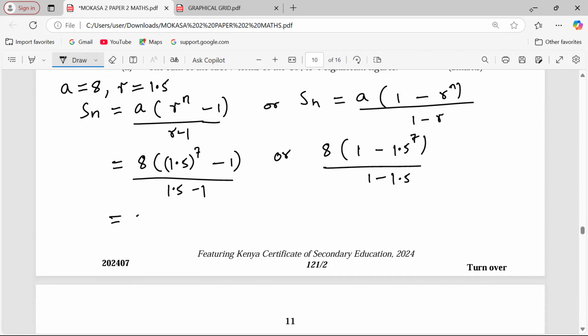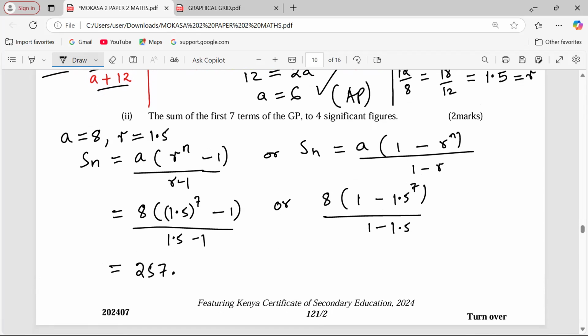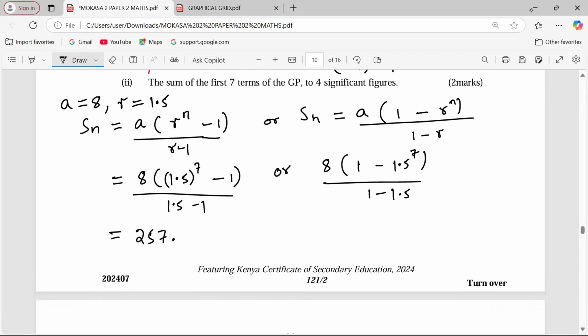257 point 375, but we've been taught to 4 significant figures. So 375, we make this one a 4. So that we have now 4 significant figures. Yeah, 4 significant figures. And it will be the same answer even when you substitute this one in your calculator. You replace that one in your calculator and you get the same answer.